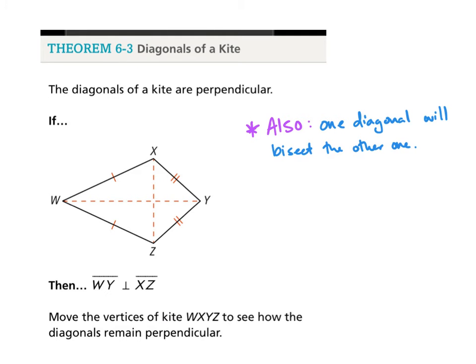And so that is our first theorem that we're going to be learning about in this video. It's a theorem that simply says the diagonals of a kite are perpendicular, but we also want to note that one of them will bisect the other one. Or another way to think about it is, hey, one of these must be the perpendicular bisector of the other, right? So that's our first theorem for this section.